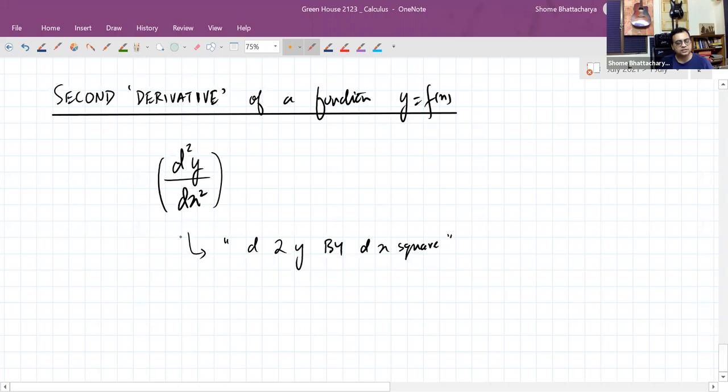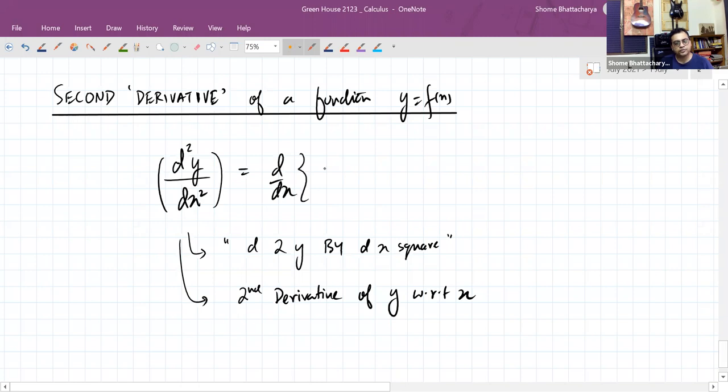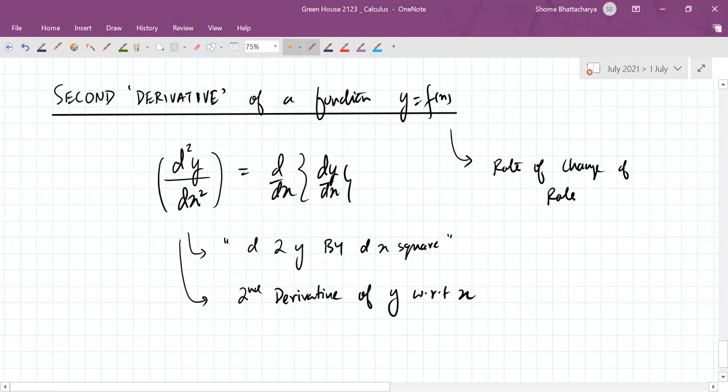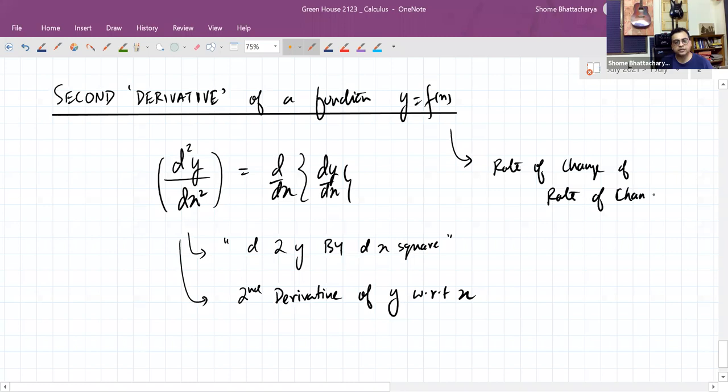But what it actually means is that it is the second derivative of y with respect to x. And the second derivative is nothing but differentiation of the first derivative. So second derivative is literally rate of change of rate of change. So like acceleration? Yes, very good. Very good example.